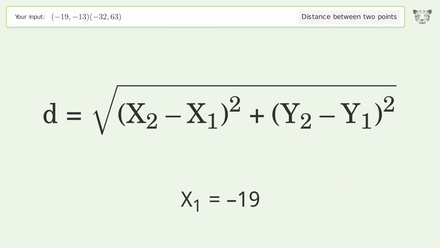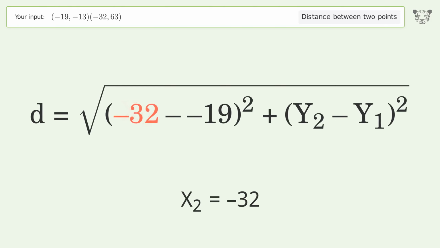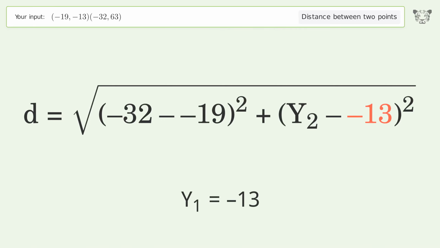x1 equals -19. x2 equals -32. y1 equals -13. y2 equals 63.